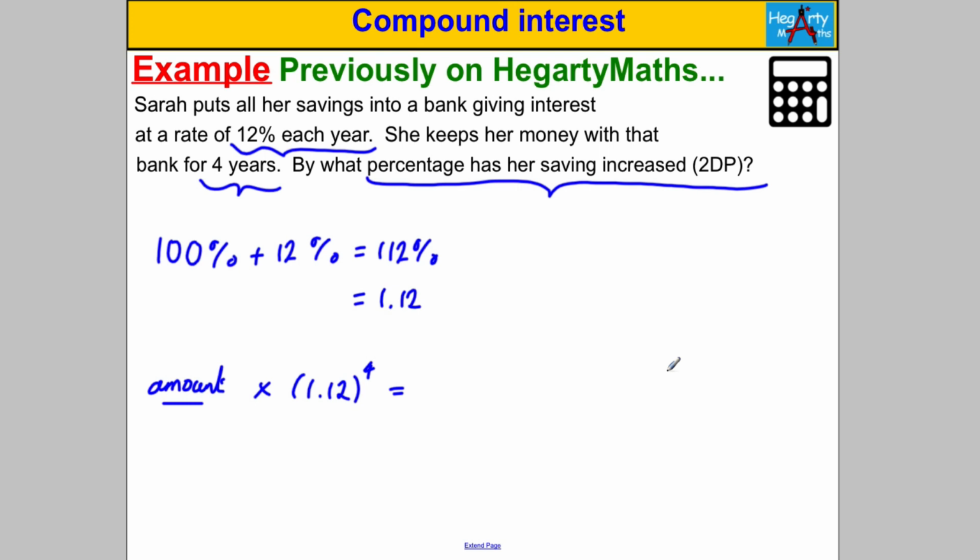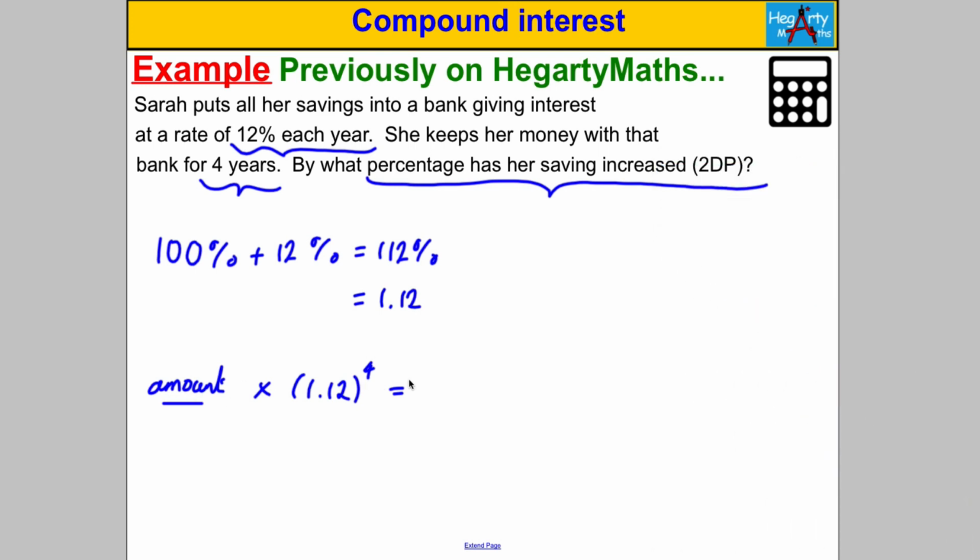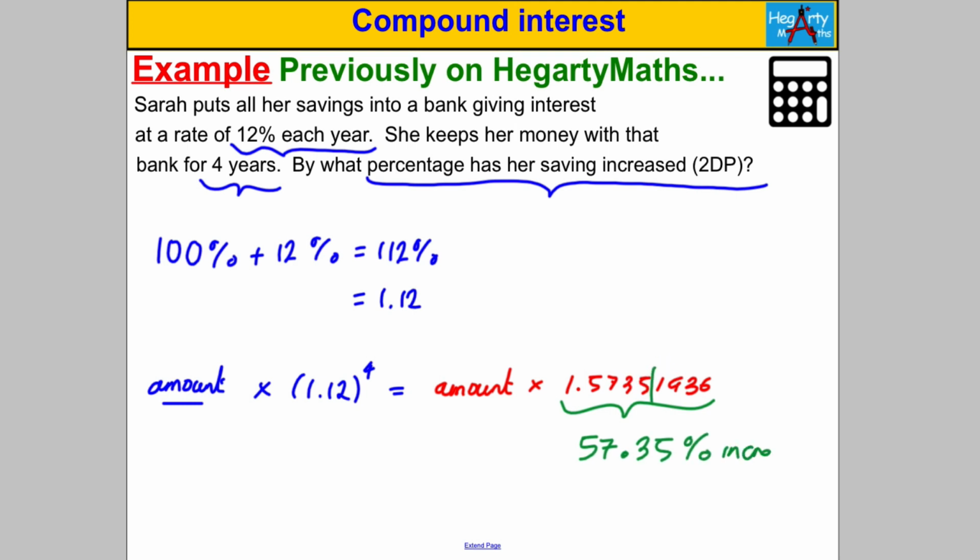Now, if we actually type into our calculator 1.12 to the power of 4, it tells us that answer there, which, let's write that down. So we would have had our amount multiplied by 1.57351936. Now this here indicates to us a percentage move in one go. What percent increase has our amount increased by? And 1.5735 indicates a 57.35% increase, and I've been careful there to think of the rounding.